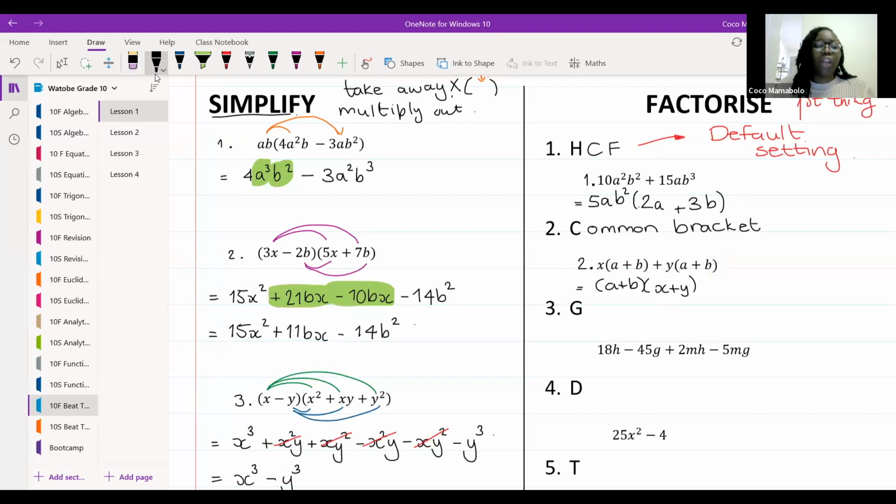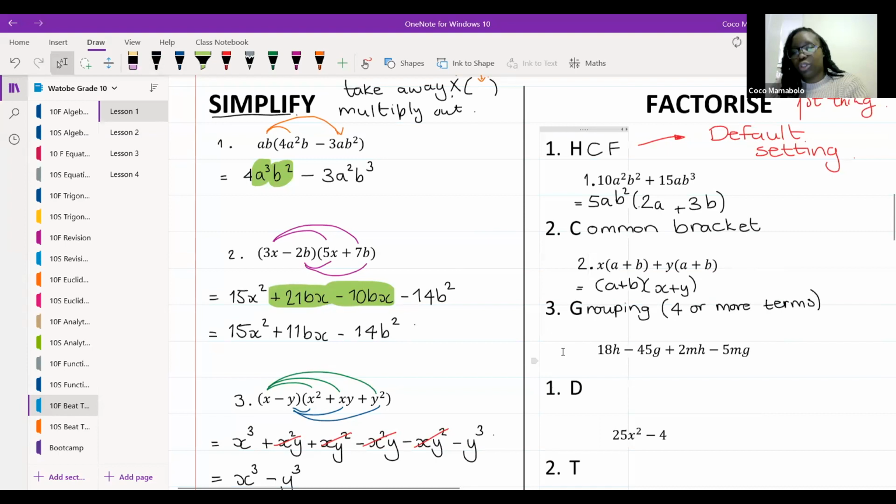Okay, the next thing on the list is going to be grouping. Whenever we see grouping, we always look for something that is 4 or more terms. How many terms do I have down here, guys? Count these terms. Good. I've got 4 terms, so I automatically know that I have to group these things.